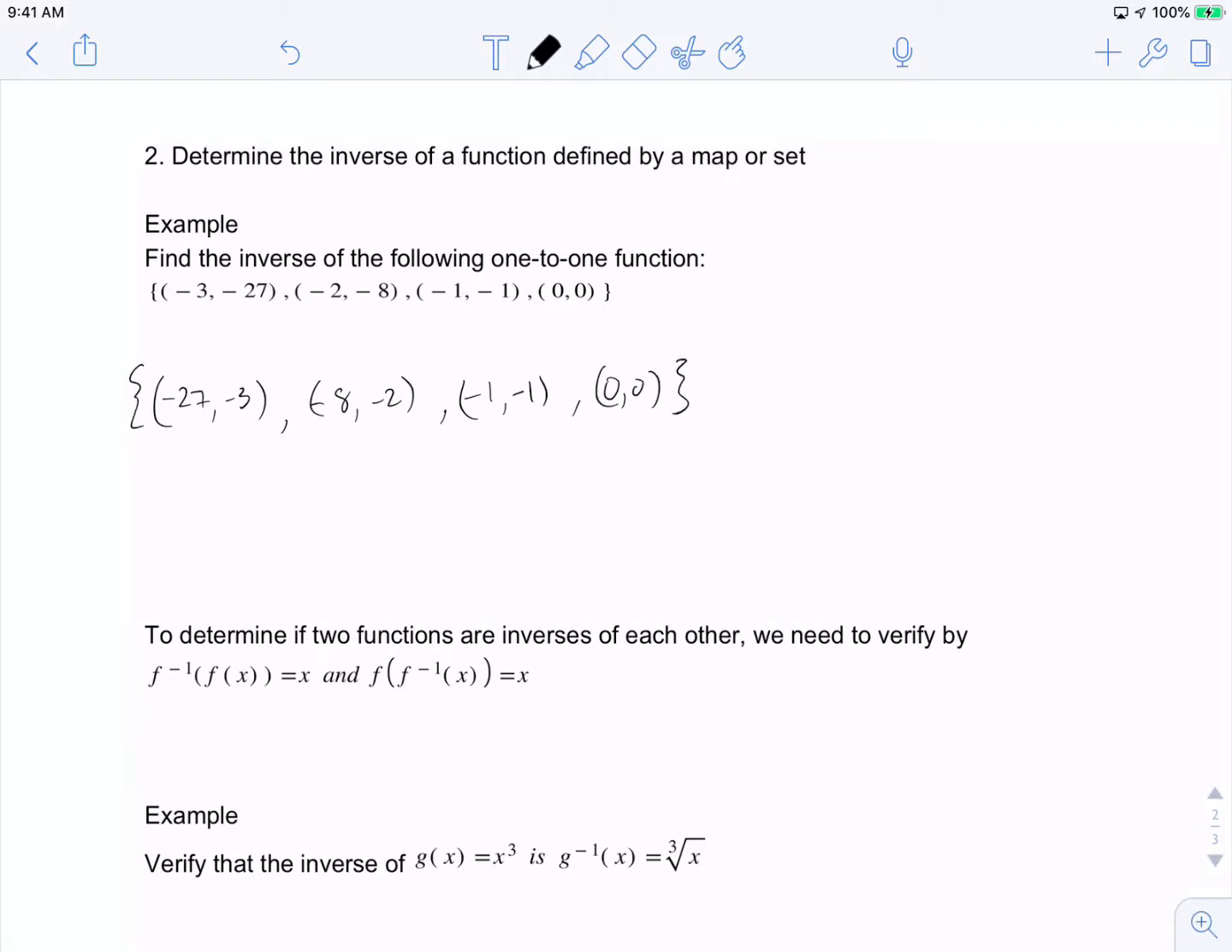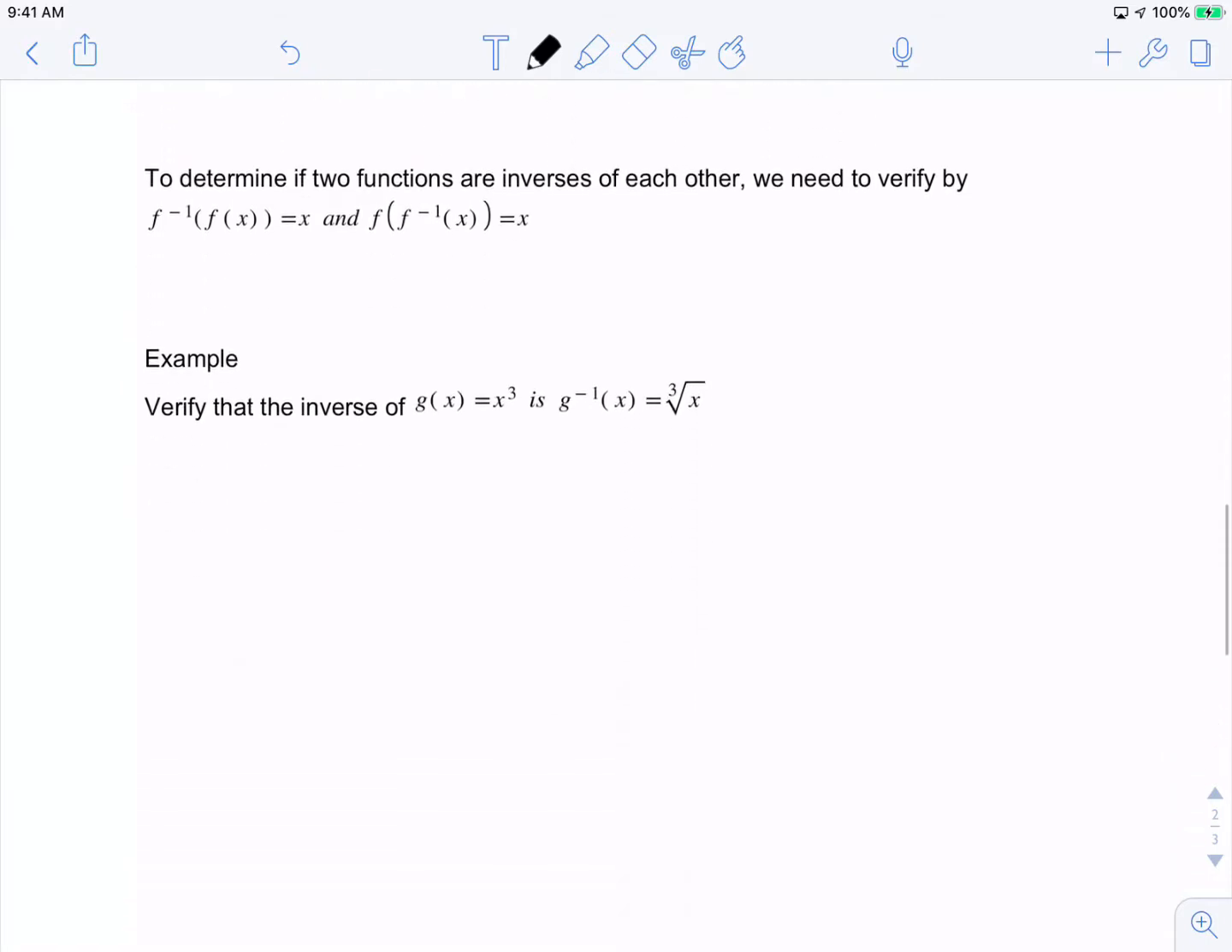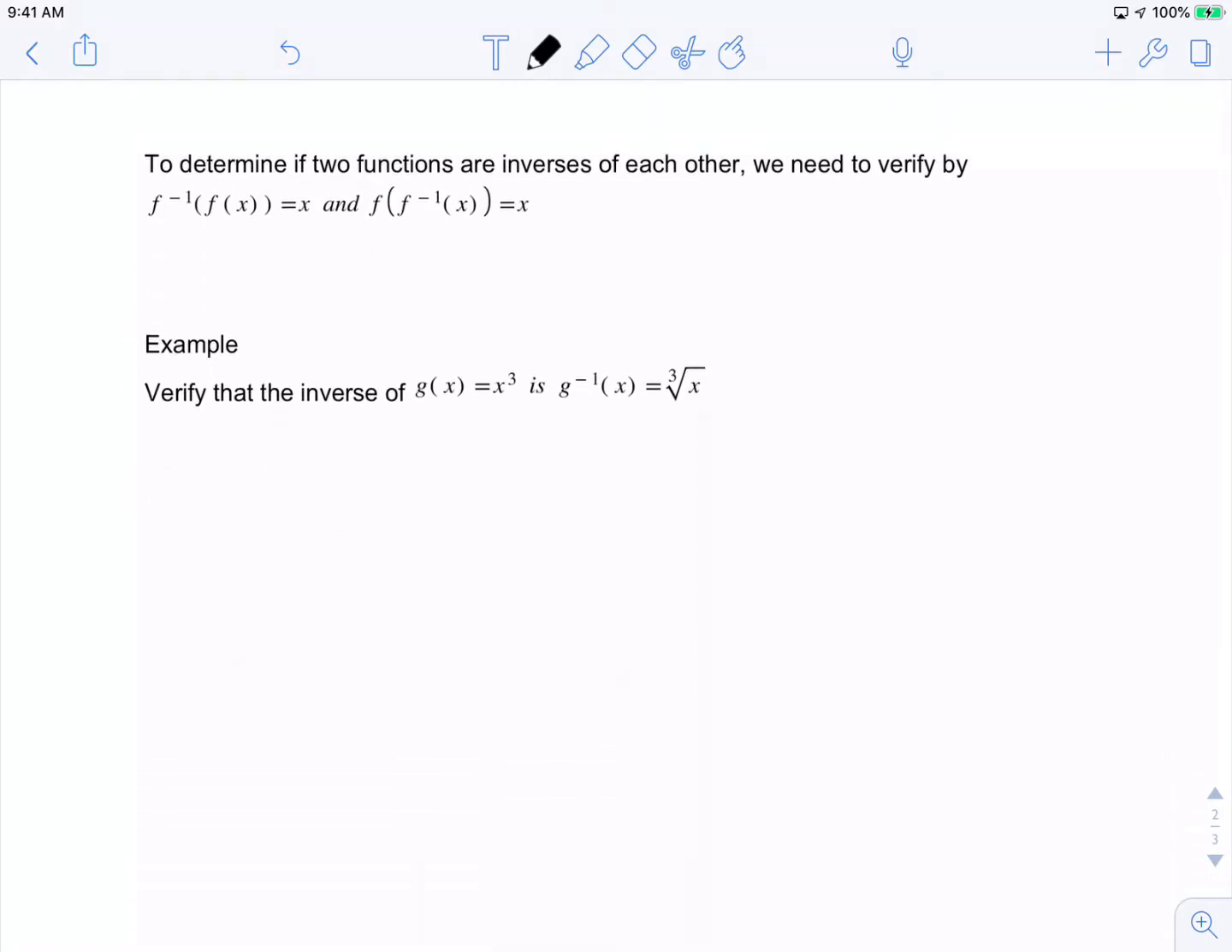This would be the collection of the inverse. So this would be the inverse function. And again, like I said, all we're doing is switching x and y to do that. Now, to determine if two functions are inverses of each other, we need to verify that by doing two tests, this test and this test.